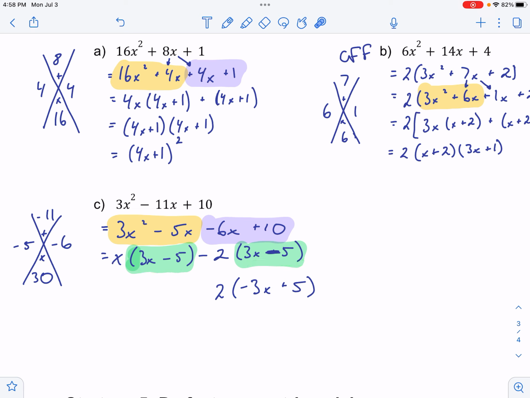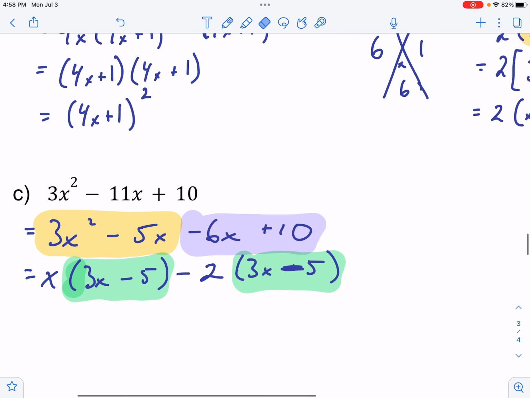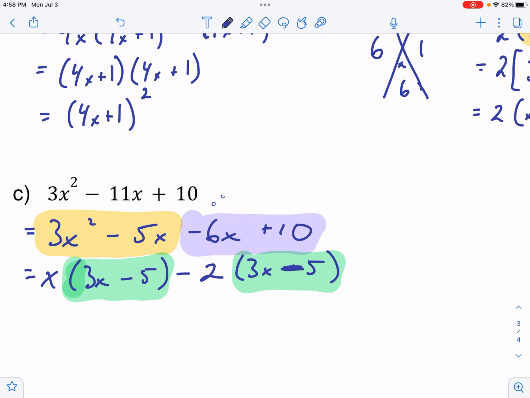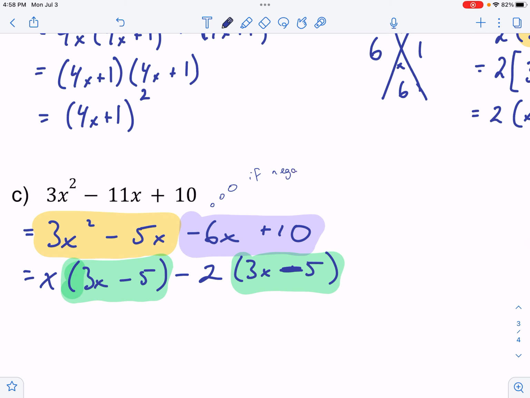So in order to get them to match, I took out the negative. And the tip that I say just in general is, if this number is a negative, I'm just going to write this in little bubbles. If that third term is negative, pull out the negative. Just do yourself a favor and pull it out.